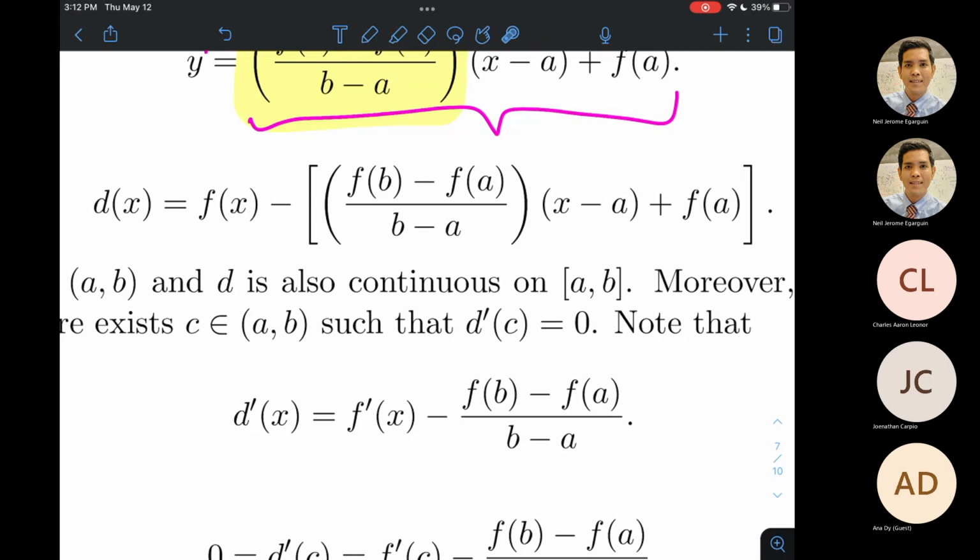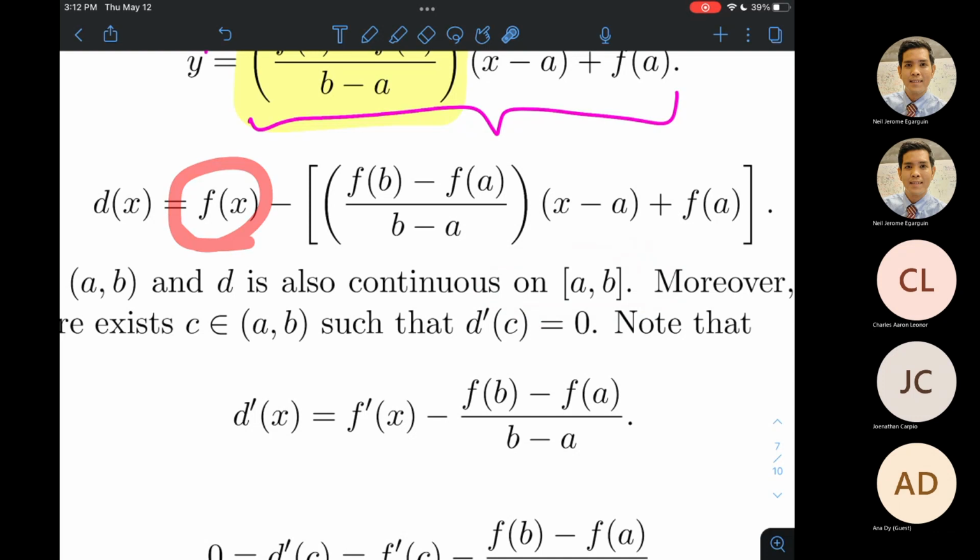So ano yung susunod? Yung huli ko nang naalala ay yung Rolle's Theorem. Kaya lang, anong kailangan doon? Dapat continuous si D sa closed interval AB, which is fine because F is assumed to be continuous on the closed interval AB. Oh, this is a polynomial and that's differentiable everywhere. So that means D, being the difference of two continuous functions, will also be continuous on the closed interval AB.